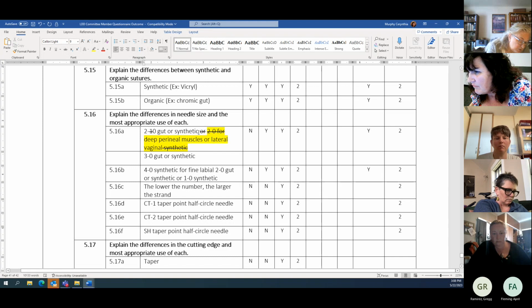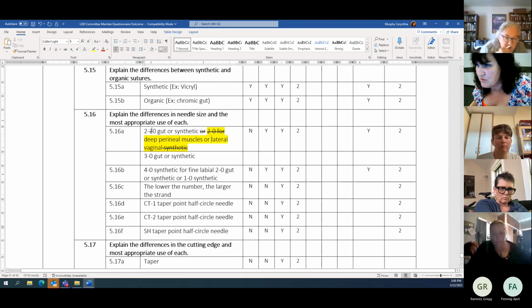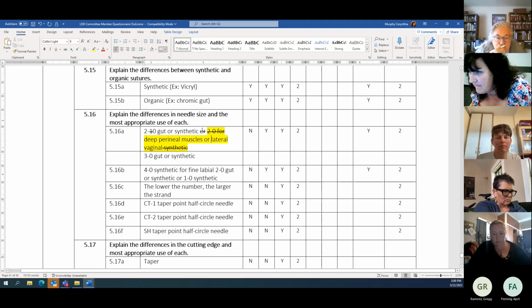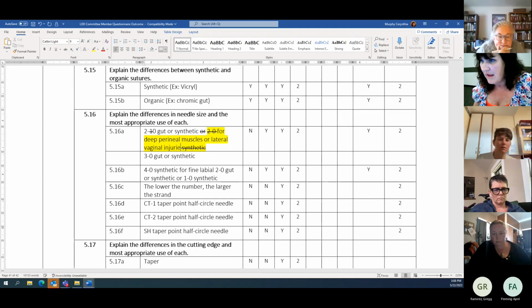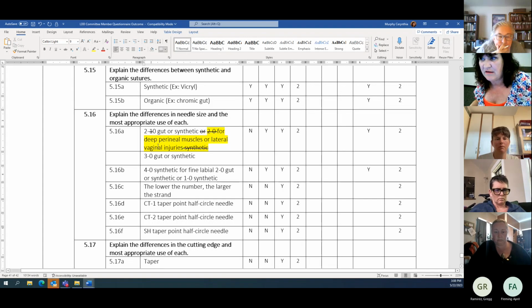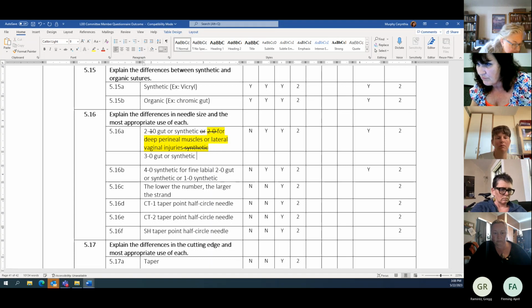When we say deep muscles, we mean the rectal sheath, basically. I don't know if that's right. So 2.0 gut or synthetic for deep perineal muscles or lateral vaginal injuries. And then 3.0, would it say the same thing for the deep perineal? No, 3.0 says for most genital injuries or most genital repairs. 3.0 is what you usually use.